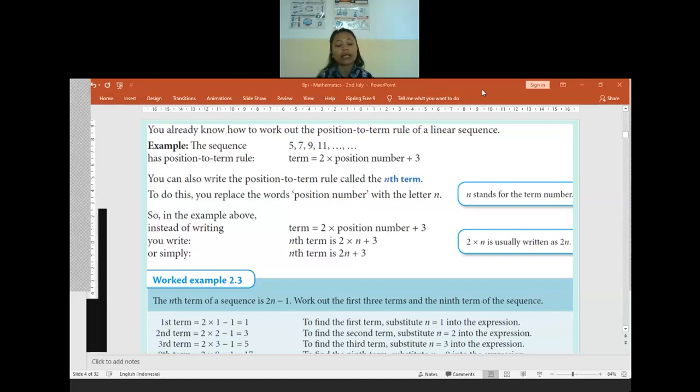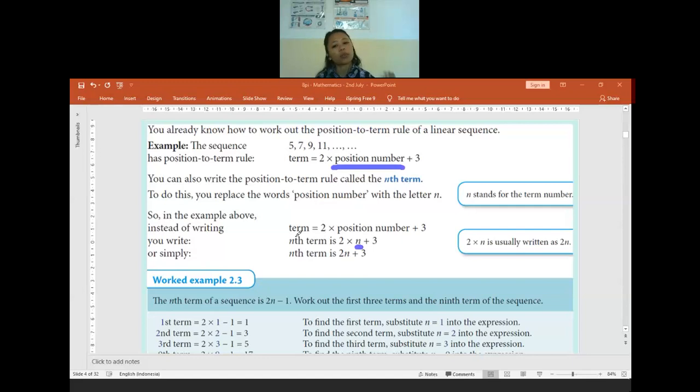The nth term is actually exactly the same thing as the position to term rule. We just replace the position number with the letter n, because writing down the position number takes more space and more time. So we can just simplify the position number into letter n. That's why before I move further to the nth term, is there anyone still having any difficulties about the position to term rule? Is there anyone?